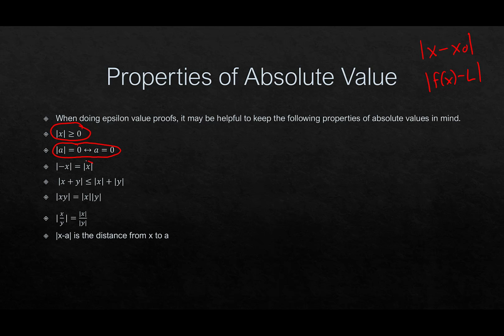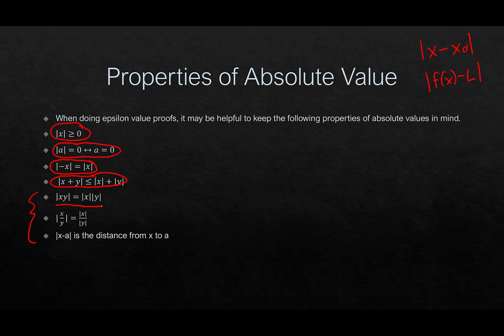Something that we'll probably use at some point, if you take the absolute value of negative 1 times x, the absolute value absorbs the negative sign, which should make sense, right? Because absolute values take negative things and make them positive. We have the triangle inequality, which we've already seen in a previous video. Now, things that we'll probably be using a lot today are these last three.